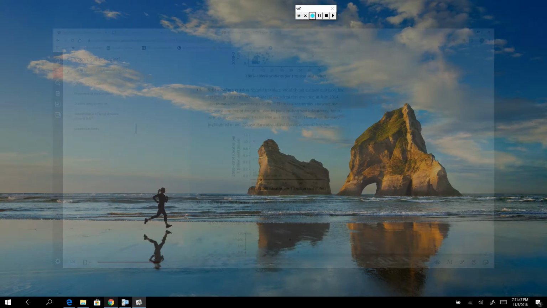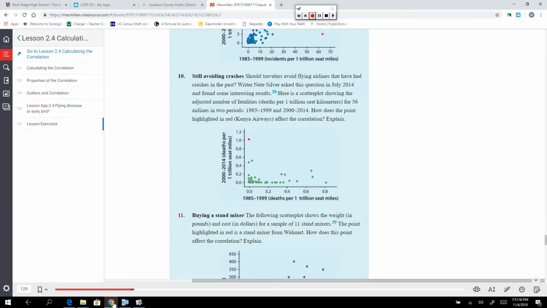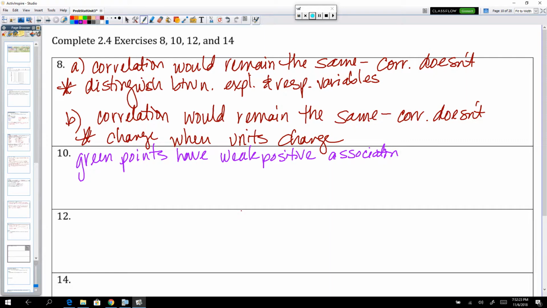Now let's look at the red dot. The red point would take this weak positive association, and if you were to add that to the data mix, you would have to incorporate it in here, and you'd almost have to maybe either drag it to 0 or even drag it to negative. There might even be a negative association. If there were deaths in the past, that's less of a predictor. So Kenya Airways takes this weak positive and turns it closer to 0 and almost negative. So that's the effect of that outlier.